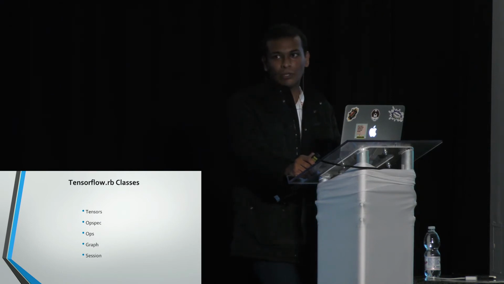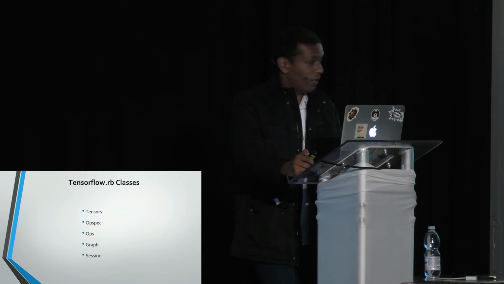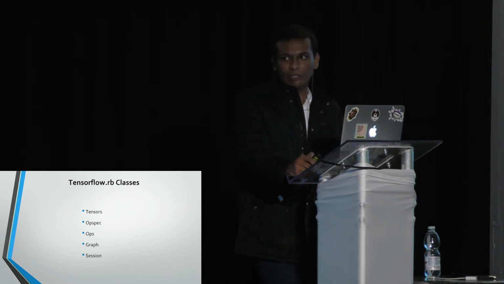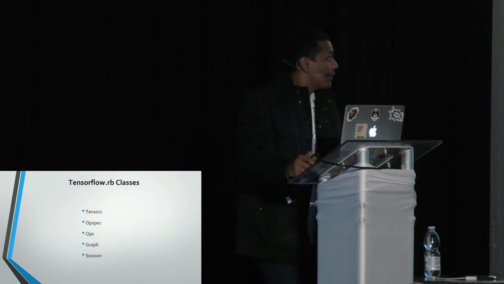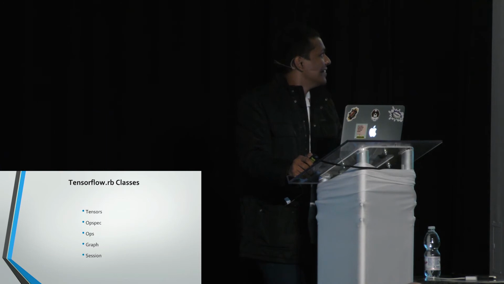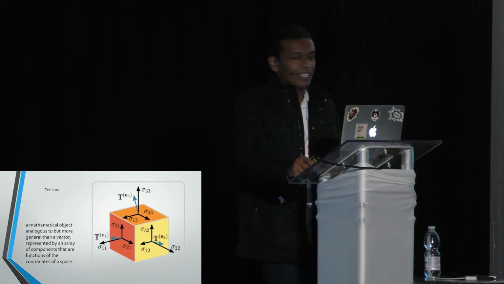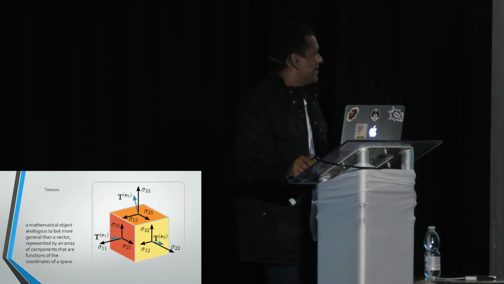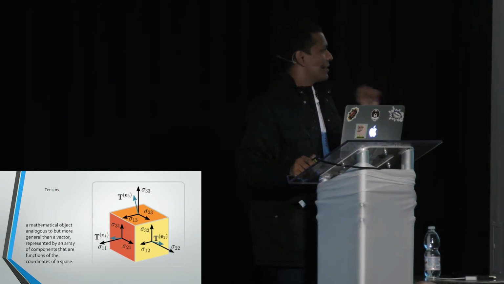So now I can introduce you to some TensorFlow.rb classes. A few classes are tensors, opspec, ops, graph, and session. Now I know these words seem totally outlandish to you, like, oh my god, what is this? But all these things are pretty easy. Just let me walk you through this. So tensors are basically like the Bible for mechanical engineers. If there are any mechanical engineers in this talk, they will be like, oh my god, tensors. Well, it's not what you think if you're a mechanical engineer. I have a different idea for tensors, so I'm disappointing you again.